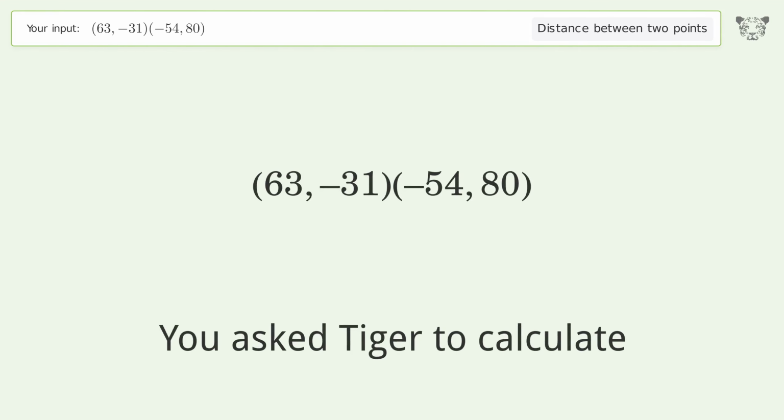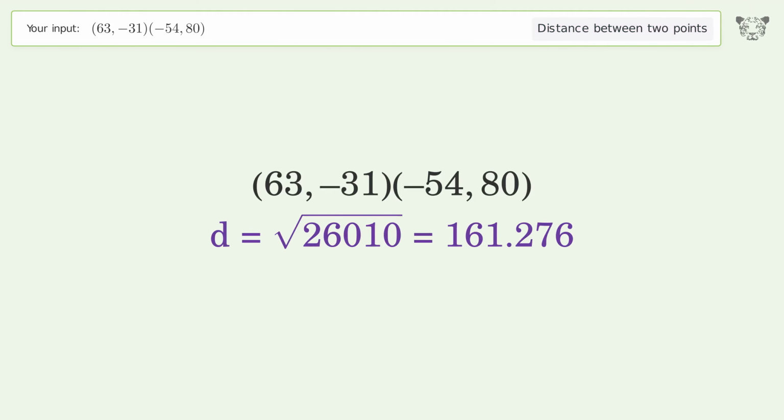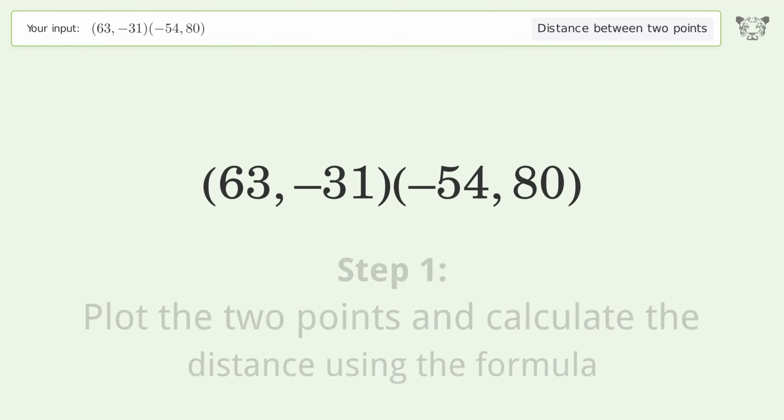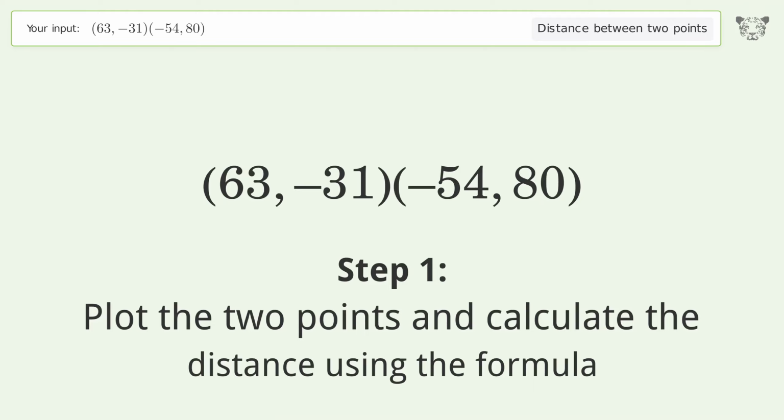You ask to calculate the distance between 2 points. The distance between the 2 points is the square root of 26,010 or 161.276. Let's solve it step by step. Plot the 2 points and calculate the distance using the formula.